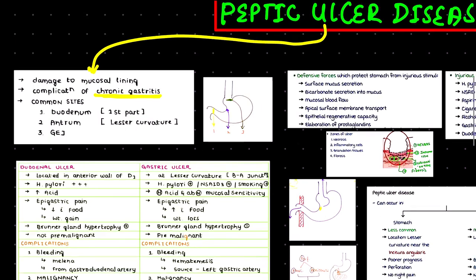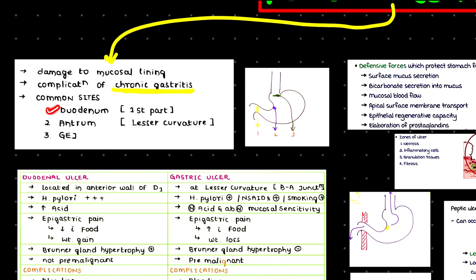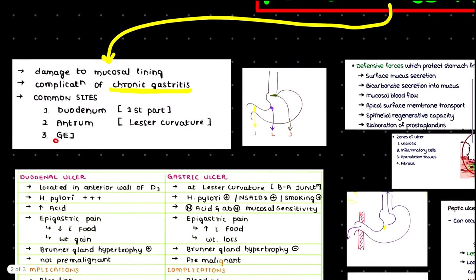Talking about its common sites, the common site is the duodenum, and not all four parts of the duodenum, but just the first part. If you remember, the duodenum is C-shaped, like this structure. This is the first part, this is the second part, this is the third part, and this is the fourth part. The first part is more common. And similarly the antrum, which is closer to the lesser curvature. And another one is the GEJ. What is the GEJ? It is the gastroesophageal junction.